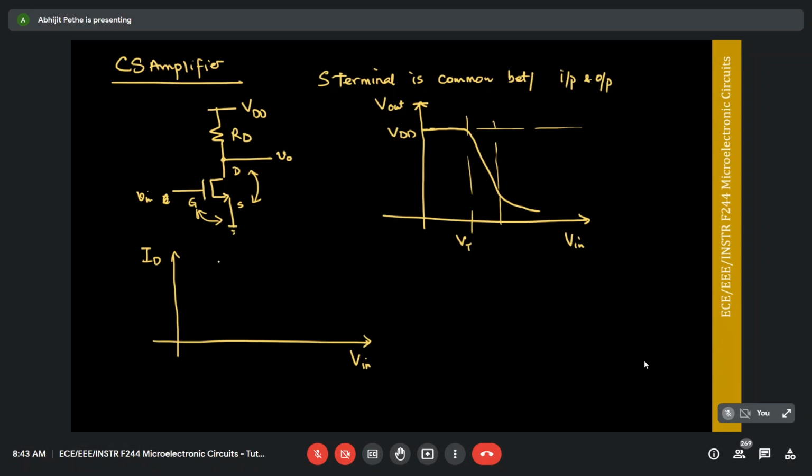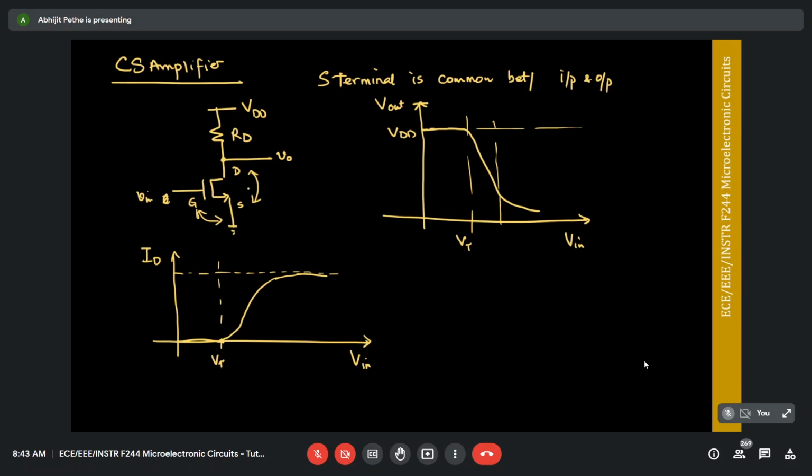Sir, till Vin becomes Vt, ID would still be 0. Very good. Then it increases quadratically, and eventually it will linearize. Linearize, yes. Does it asymptotically come to some value? Can you think of what it should asymptotically reach? Any idea what the current should asymptotically reach?